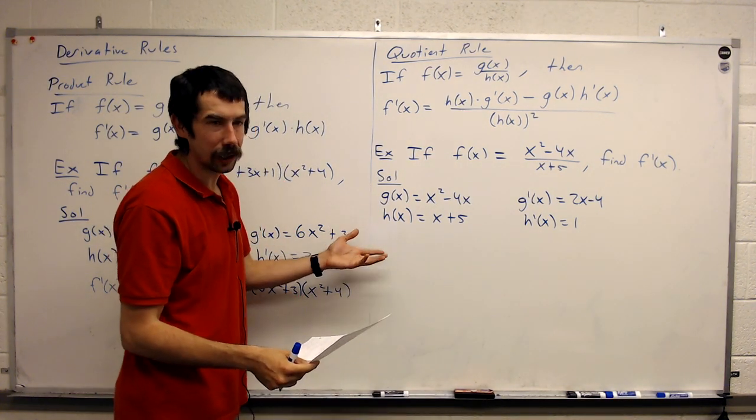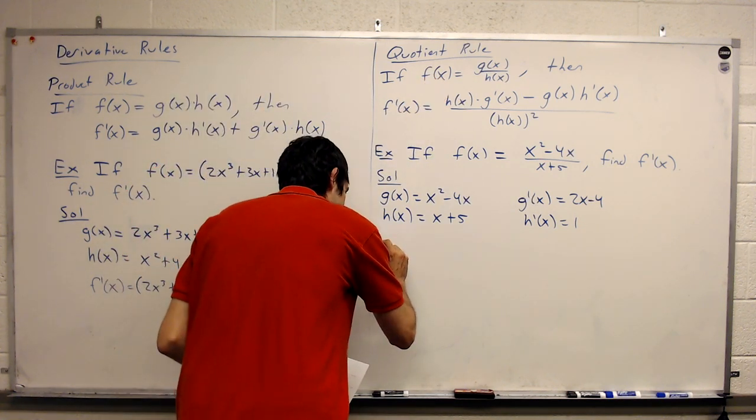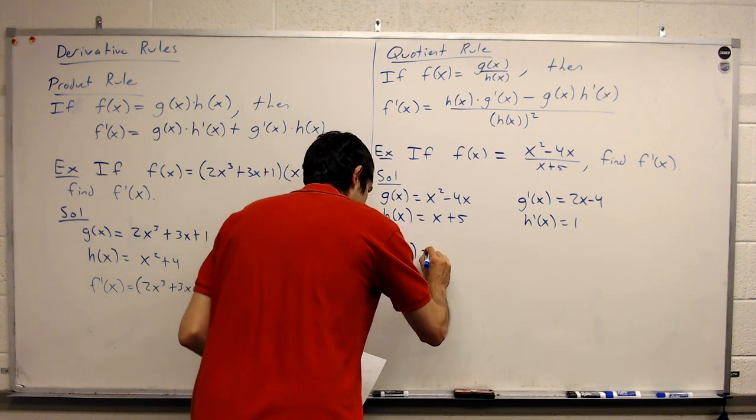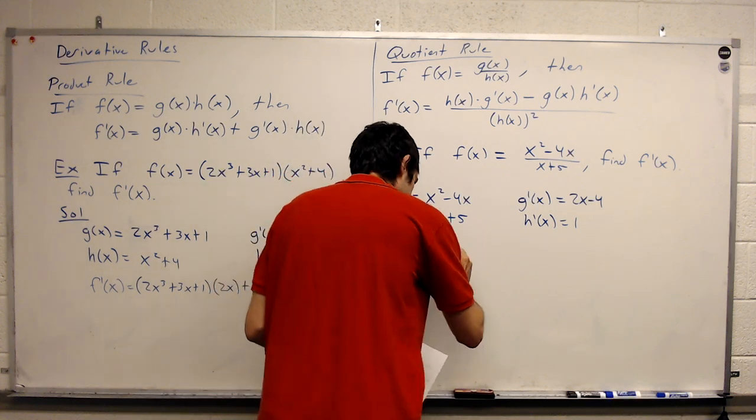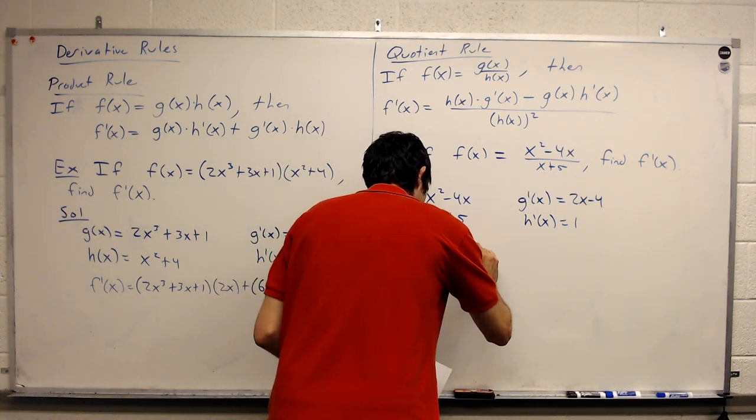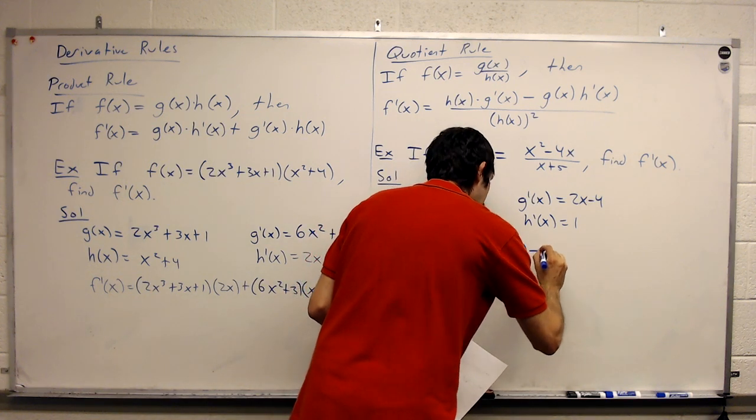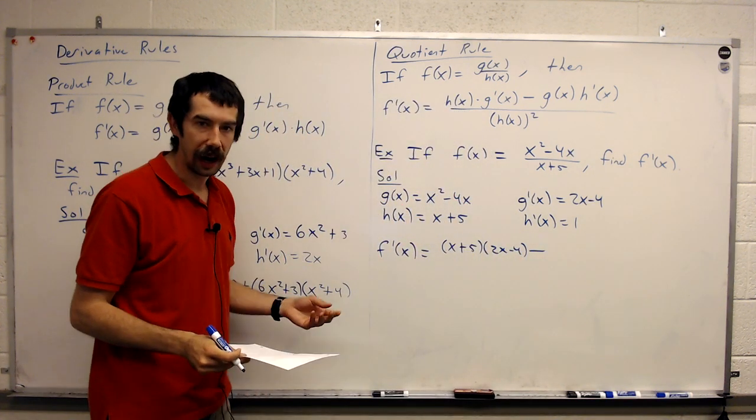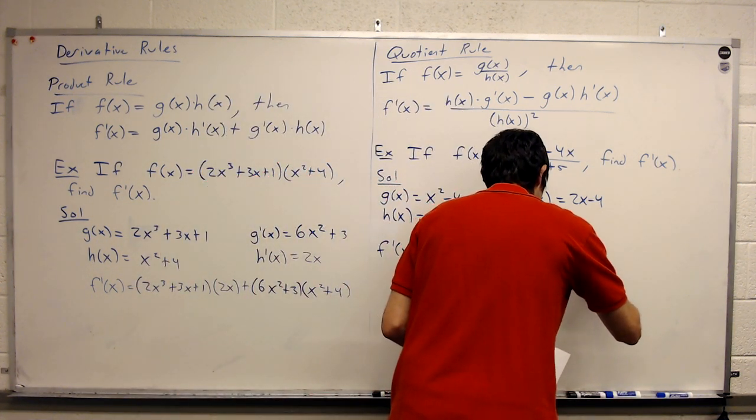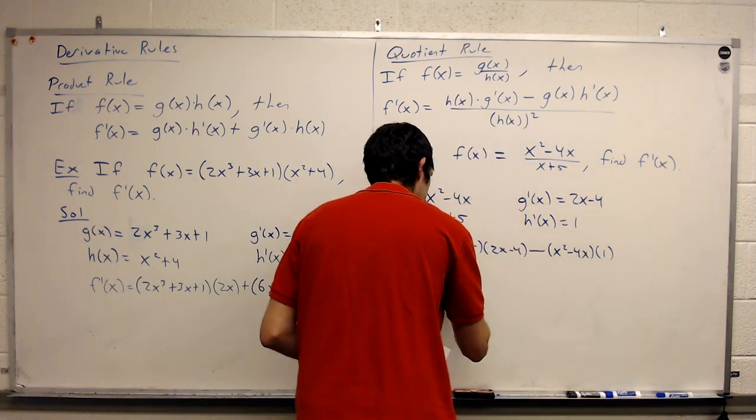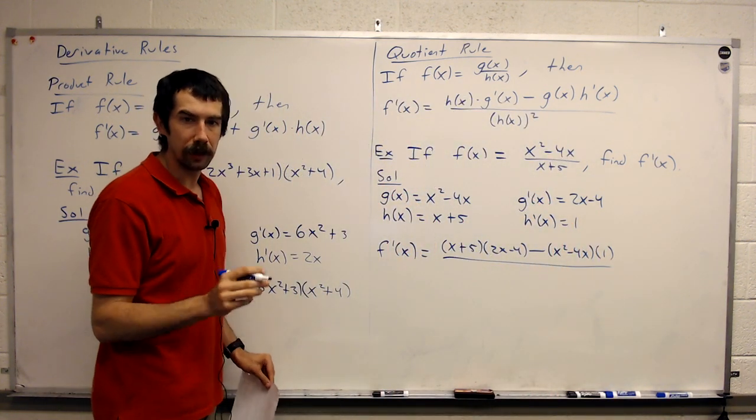All right, and now we're good to go. We just basically plug it into the formula. So f prime of x is equal to the bottom times the derivative of the top minus the top times the derivative of the bottom all over the bottom squared.